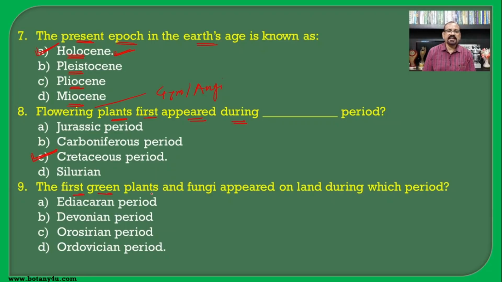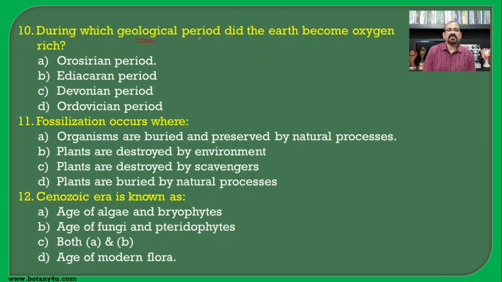The first green plants and the fungi appeared on the land during which period? If we see the different periods, the Ordovician period is the correct one in which the green plants and the fungi appeared on the land, and hence D is the correct answer for this question.